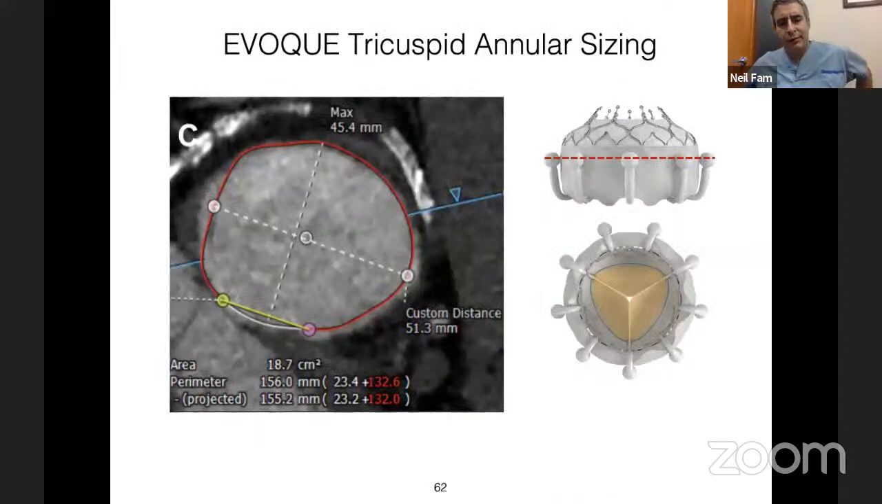But clearly there was a need for something that was truly percutaneous and transfemoral. And so the EVOQUE system, which was initially developed for the mitral valve, was subsequently applied to the tricuspid valve. And that patient that I just presented was the first in man that we did a couple of years ago.